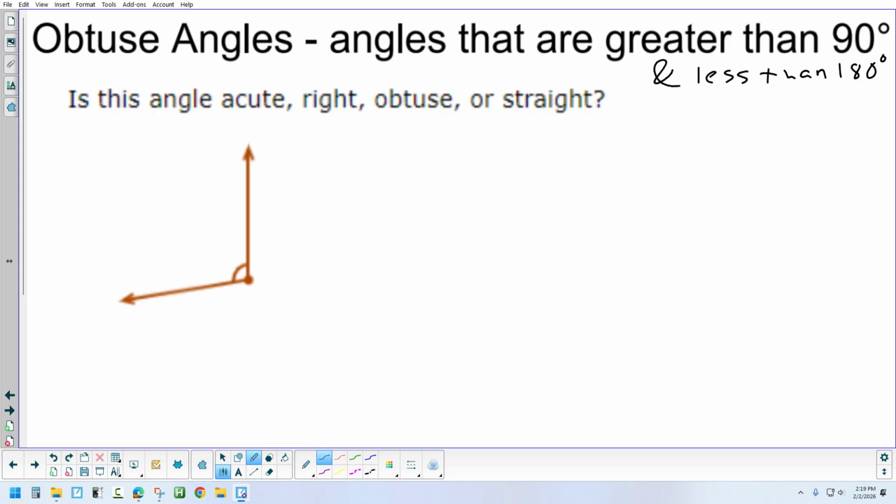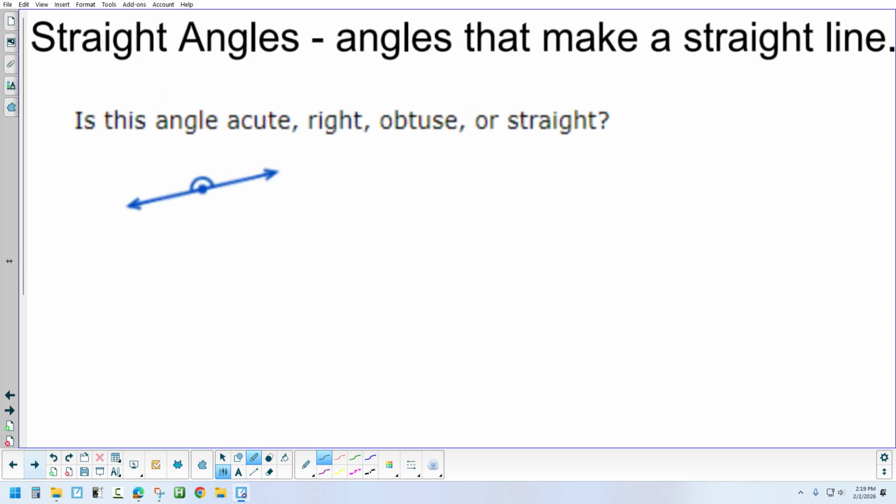Okay, how about this one? Acute, right, obtuse, or straight? Yeah, this one's obtuse because it's bigger than an L shape. It's been stretched bigger. And then what do we call two angles when we put them together and they make like a line? Straight. Those are called straight angle because when you put them together, they look straight.